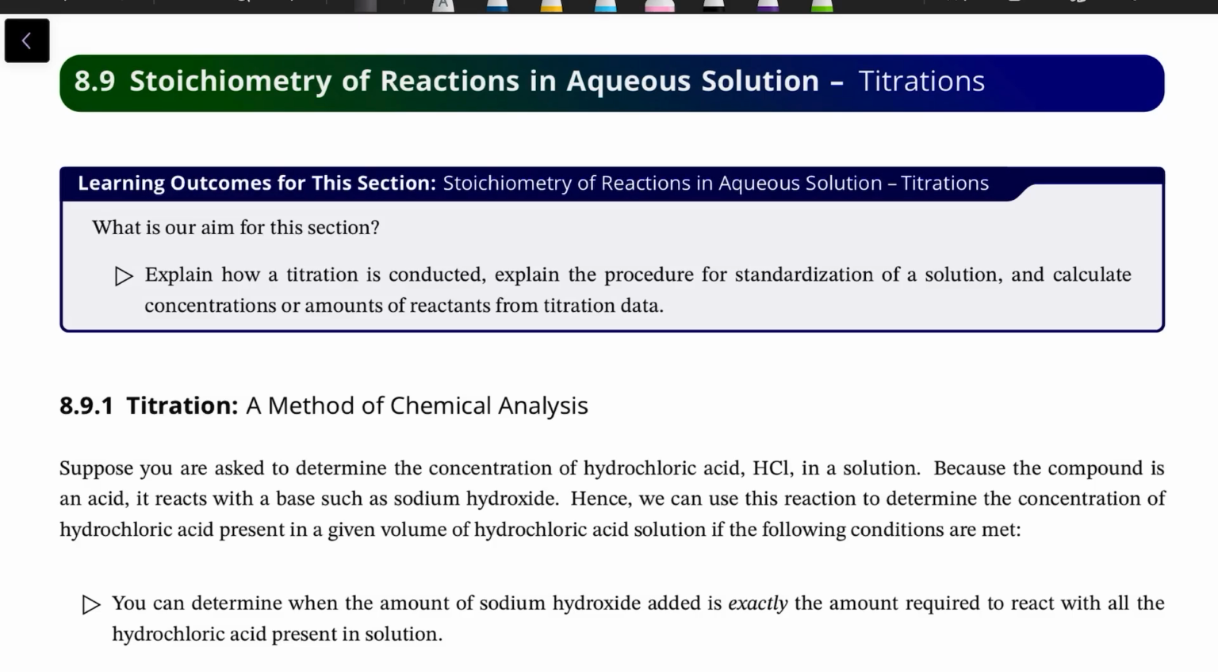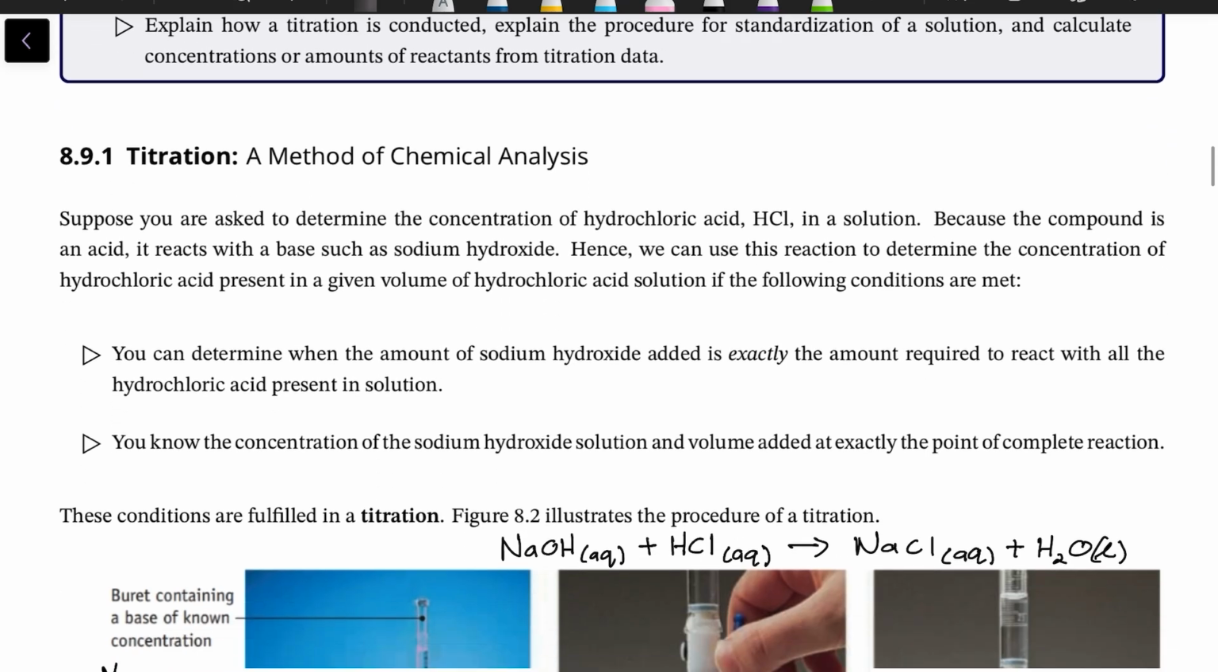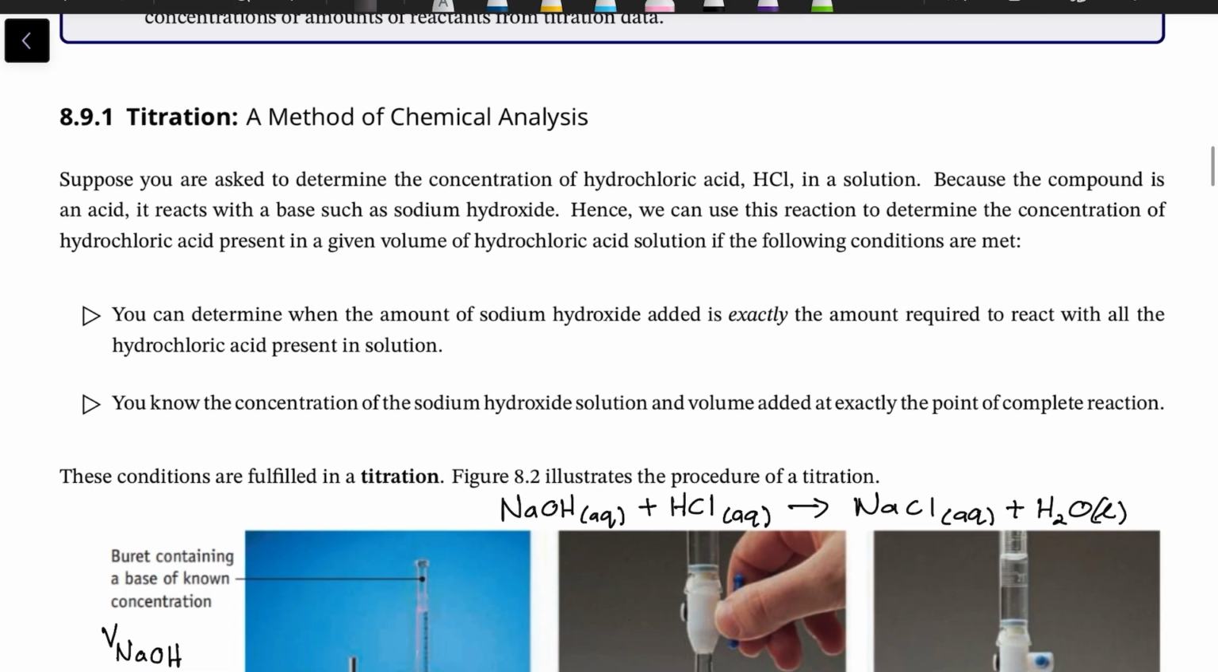All right, so let's look at an application of reactions in aqueous solution, which are titrations. The basic idea is that, let's say you have to determine the concentration of a solution, but you know some information about another solution. And you can use the reaction between the two components of those solutions to gauge some information. So a typical example is an acid-base reaction.